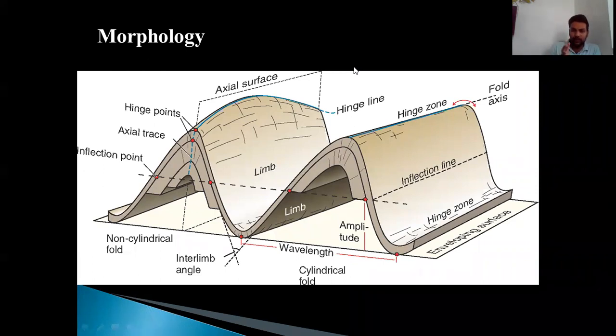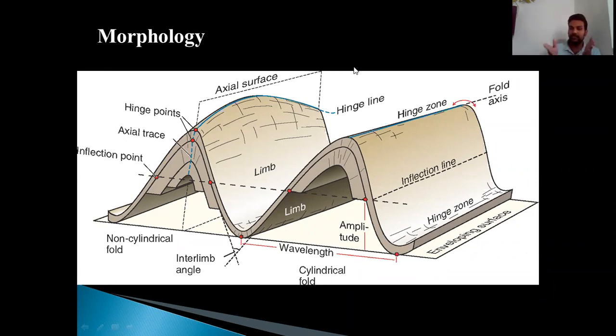briefly. The fold is a curvature. Either it will develop a crest or a trough. The zone where the curvature is present is called either a crest or a trough. Crest means the fold is tapering in the upward direction, and if it is tapering downward, then it can be called a trough. The point of maximum curvature is called the hinge point. The line joining all the hinge points is called the hinge line.